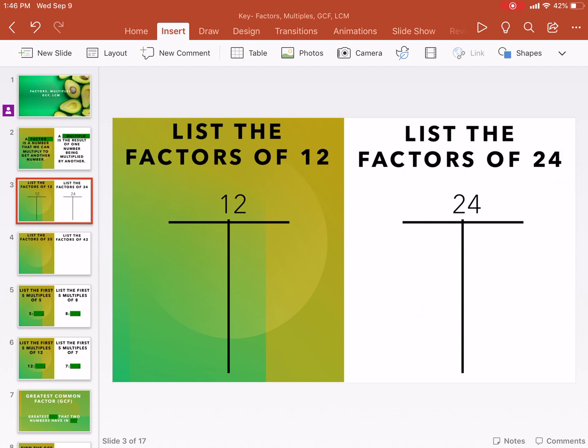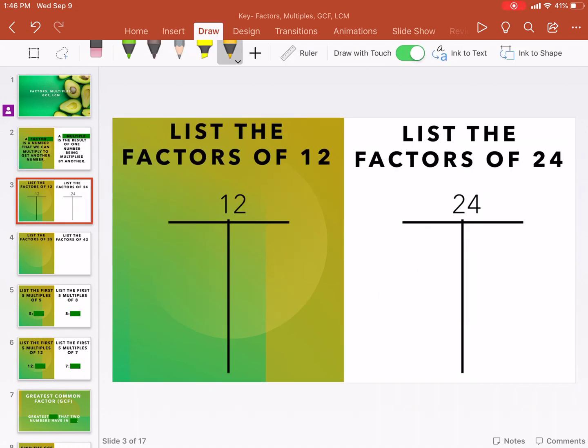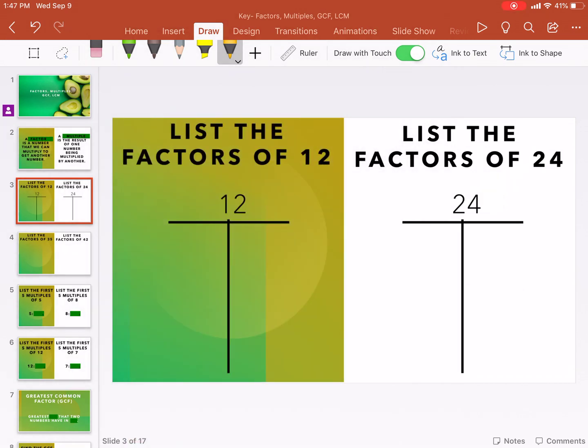Finding factors, some of you may have done this, hopefully you have. The way that we're going to do it that kind of helps us is draw a T-chart. Let me switch to the drawing tool. So you draw your T-chart, and then you put the number on top, and you put the two factors next to each other like that.